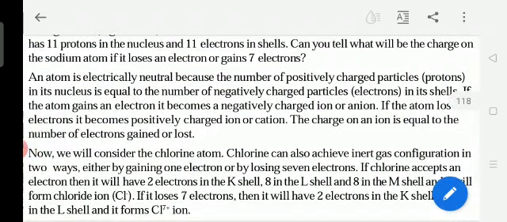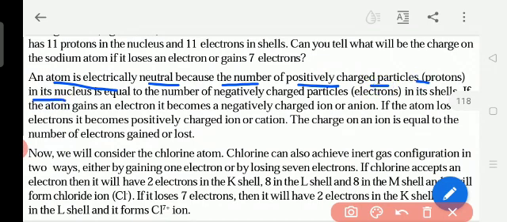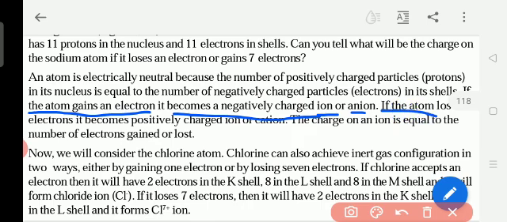Since it loses only 1, its charge will be only plus. Okay, charging. If it is gaining, what does it become? It becomes negative now. Na 7 minus. So now we study. An atom is electrically neutral because the number of positively charged particles, protons, in its nucleus is equal to the number of negatively charged particles, electrons, in its shell.